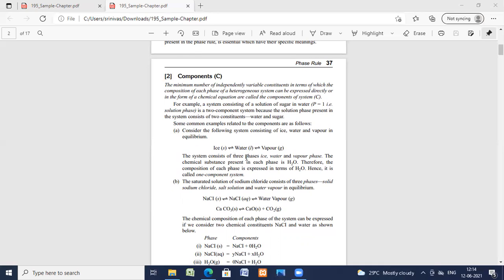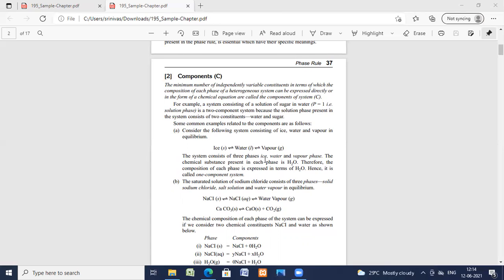So the system consists of three phases: ice, water, water vapor. The chemical substance present in each phase is water. Here, ice, formula is H2O. Water, the formula is H2O. And vapor, again the formula is H2O. So whatever is the phase, the formula is the same.